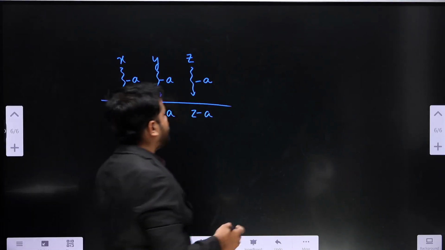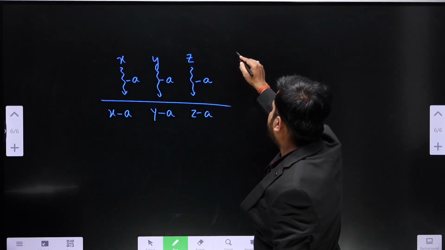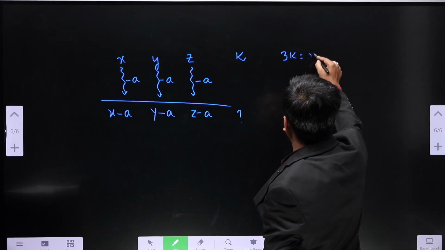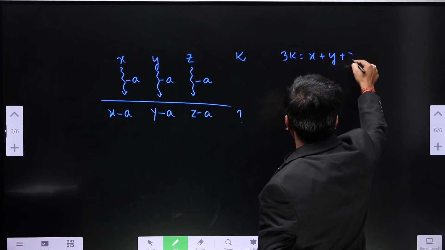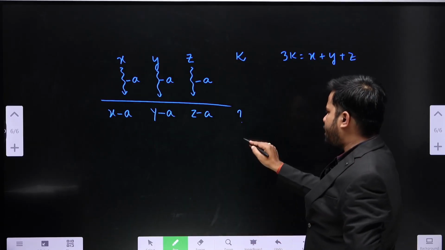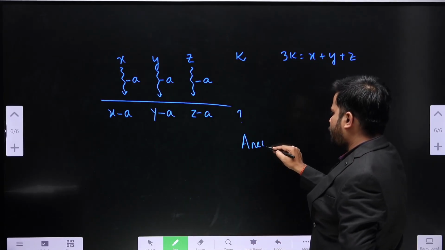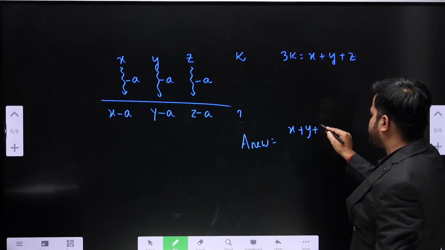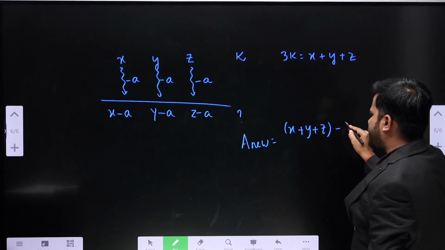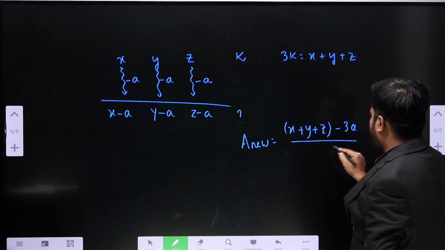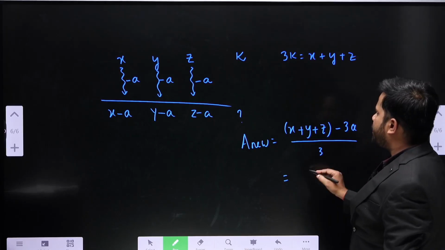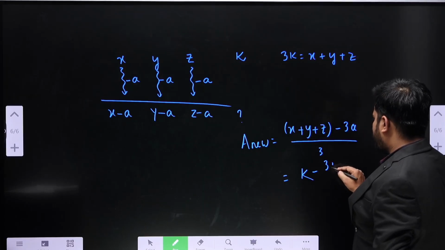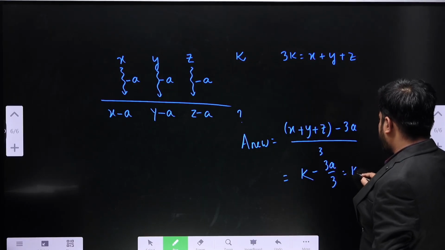The new average will be, here let me derive it. Here k is the old average. What is the new average? Can I tell 3k will be what? x plus y plus z or not? Then what will be this average? A new, how much will it be? Sum of all of them. What is the sum of all of them? Let me take the similar terms to one side. That is x plus y plus z minus 3a whole divided by 3. x plus y plus z divided by 3 will be k or not? This total part minus 3a by 3 which will be k minus a.